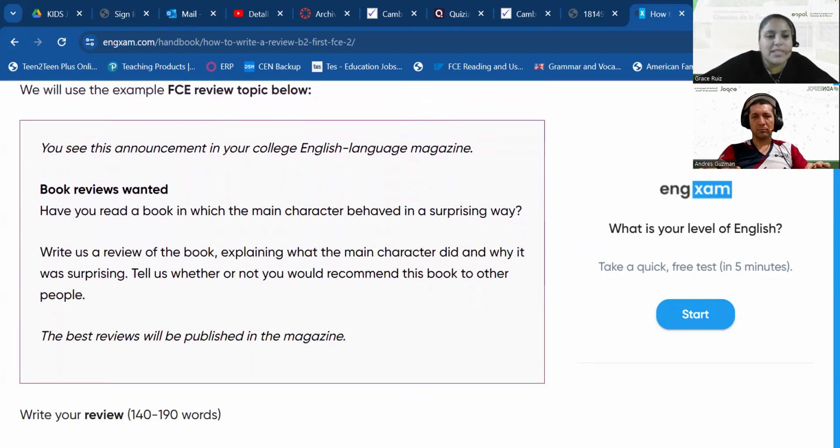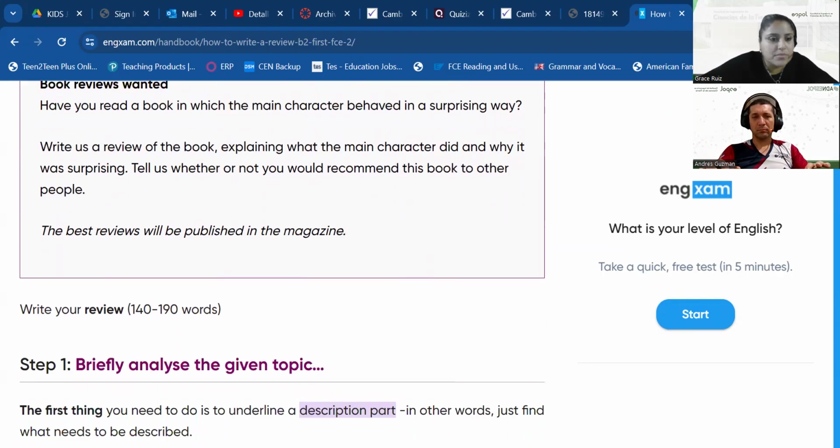Okay, for example, he says, you see this announcement in your college English language magazine. Book reviews wanted. Have you read a book in which the main character behaved in a surprising way? Write us a review of the book explaining what the main character did and why it was surprising. Tell us whether or not you would recommend this book to other people. The best reviews will be published in the magazine.